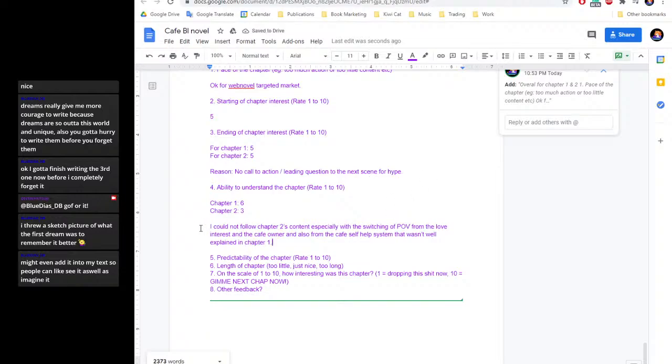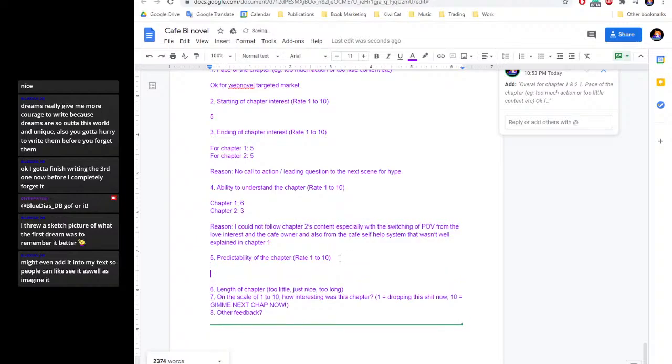Okay, so these are my comments. Right, so predictability of the chapter, to be honest, it was very, very predictable, with the exception of some things. So I would say about 9. I would be able to predict more things.